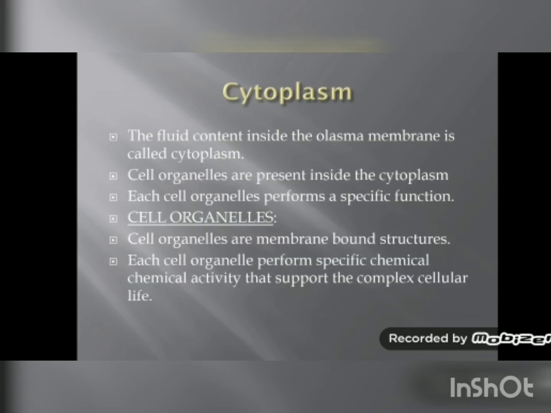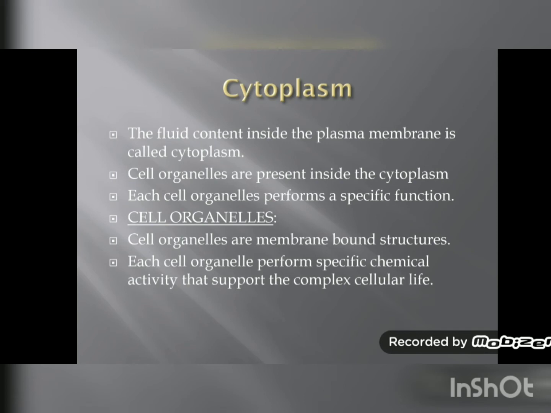Now cytoplasm. The fluid content inside the plasma membrane is called cytoplasm. Actually cytoplasm is a liquid which is present inside the plasma membrane and around the nucleus. All cell organelles are present inside the cytoplasm. Now the cell undergoes specific functions, and all these specialized functions are performed by cell organelles. Cell organelles are membrane-bound tiny structures. Each cell organelle performs a specific chemical activity that supports complex cellular life.